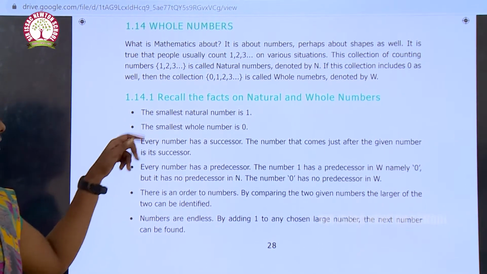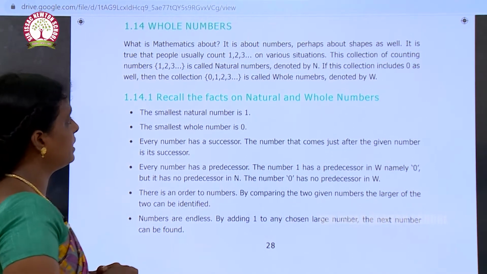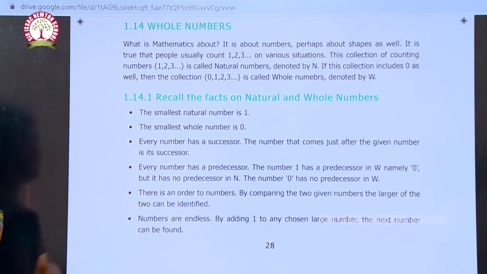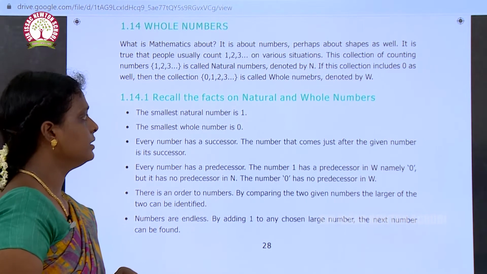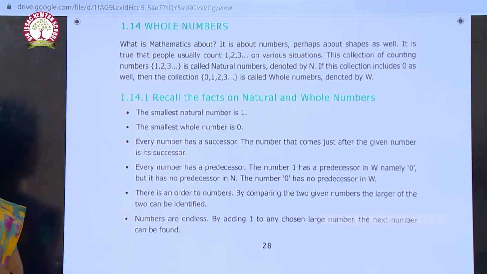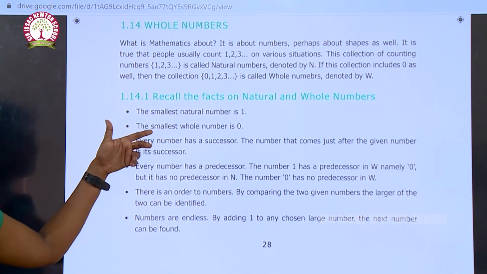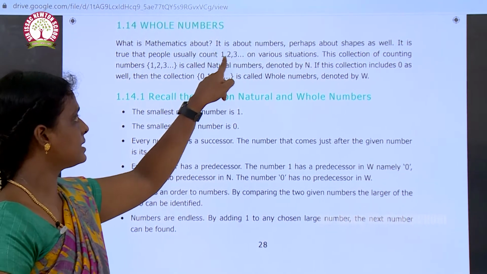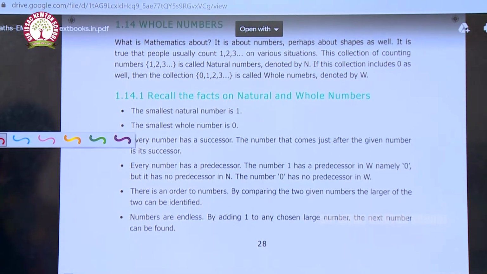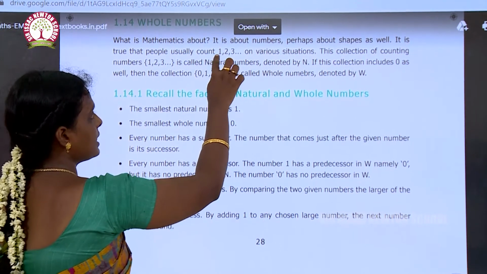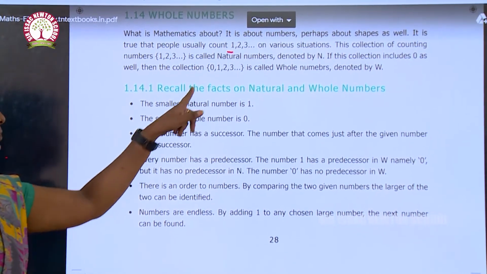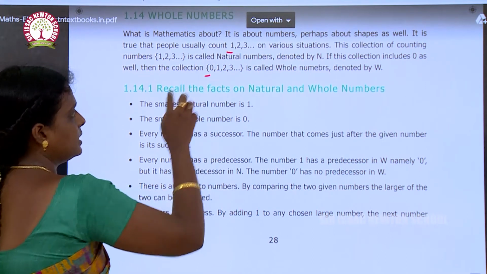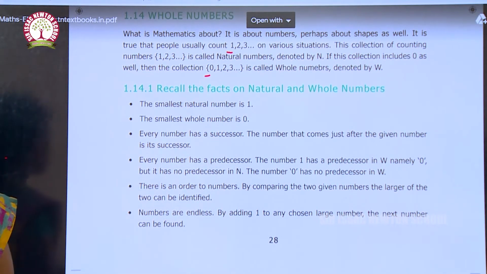Okay. So here we have some facts on natural and whole numbers. First fact, the smallest natural number is 1. Why is it 1? Because the natural numbers start with 1 alone, right? So the smallest natural number is 1. And what about the smallest whole number? Whole numbers start with 0, so 0 is the smallest whole number.